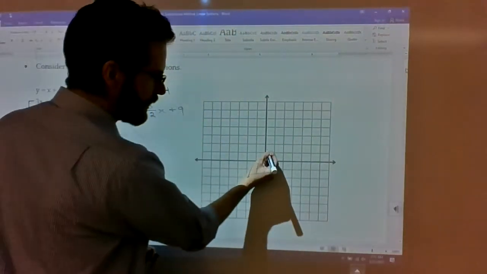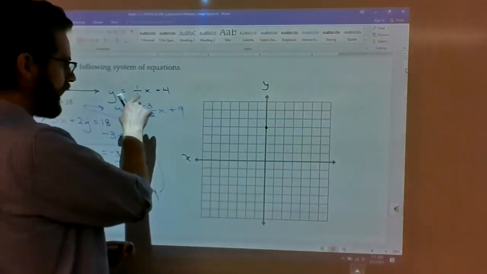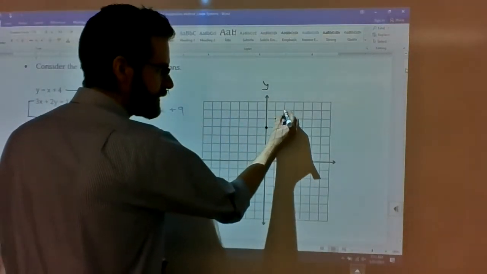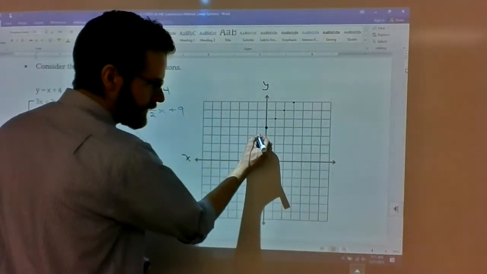This one starts at 1, 2, 3, 4 on the y-axis. And it goes up 1, right 1, which is the same as going down 1, left 1.